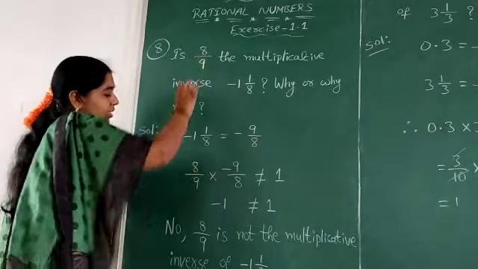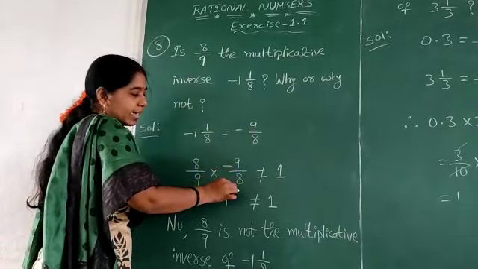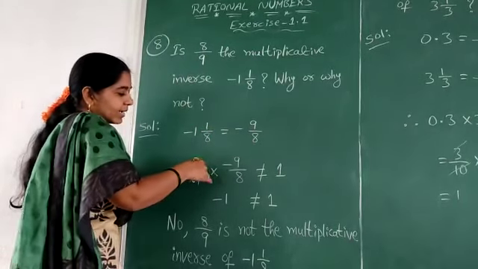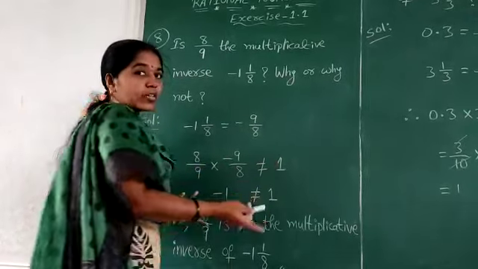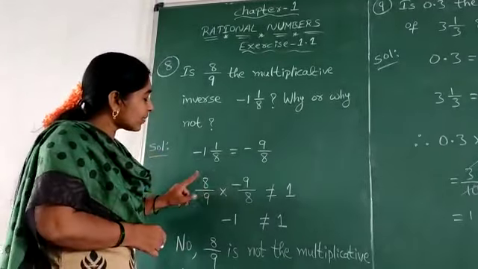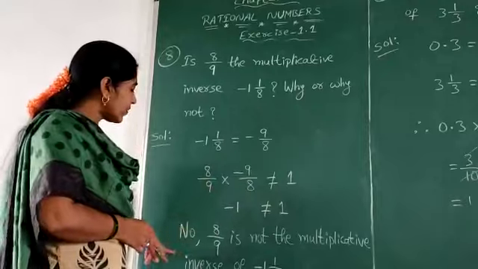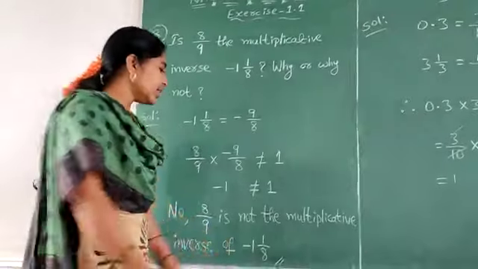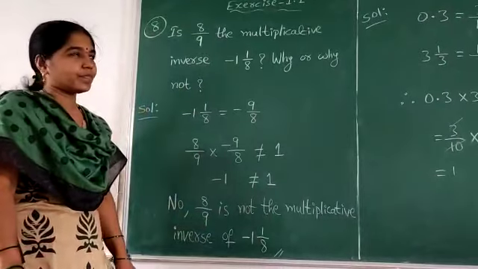Now in the given question, 8 by 9 into this value we got, minus 9 by 8. If you strike out 9 with 9 and 8 with 8, we get minus 1, which is not equal to 1. Actually if it is a multiplicative inverse, when we write A by B into B by A it should be equal to 1. Here it is not equal, that's why we say no, 8 by 9 is not the multiplicative inverse of minus 1 by 8.